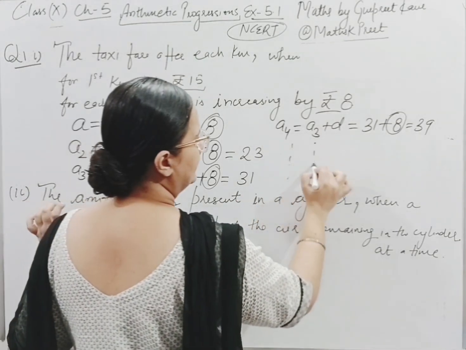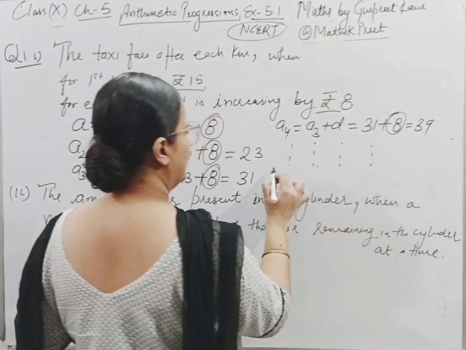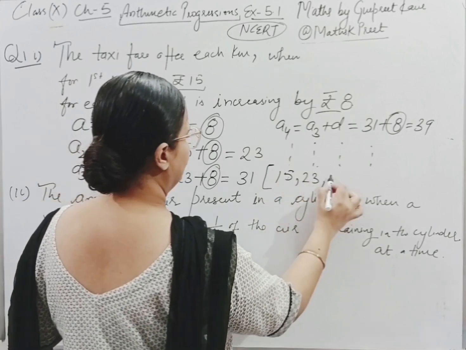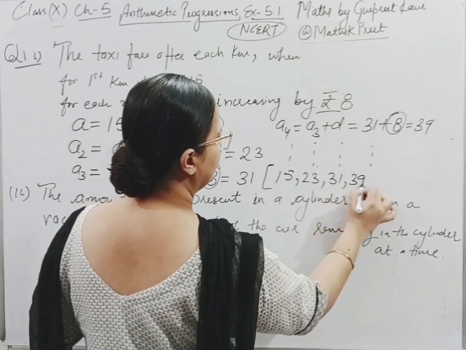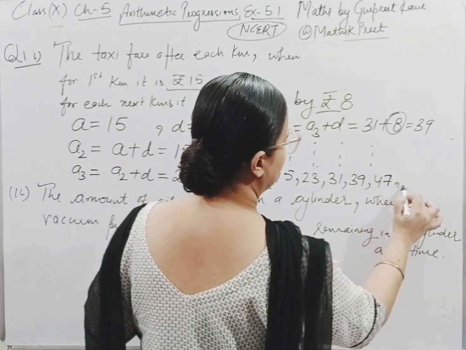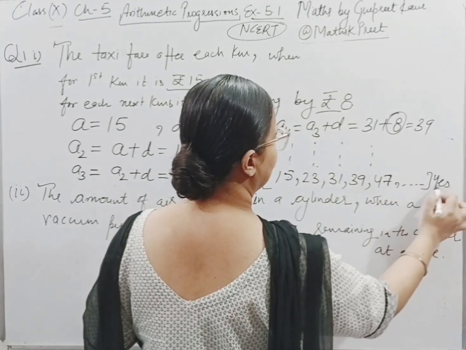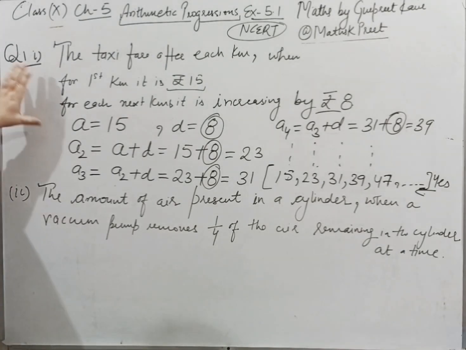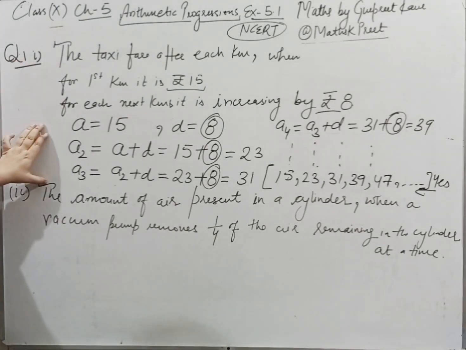So this way we are getting a sequence. I can write this as 15, 23, 31, 39, comma, the next term I'll get 47, and so on. So our answer is yes, and this is the sequence we are getting after applying the given thing in the sequence form. So yes, it is forming an AP. Let's see the next question.